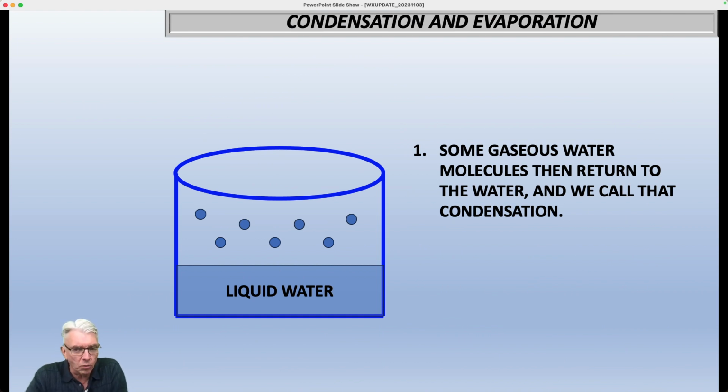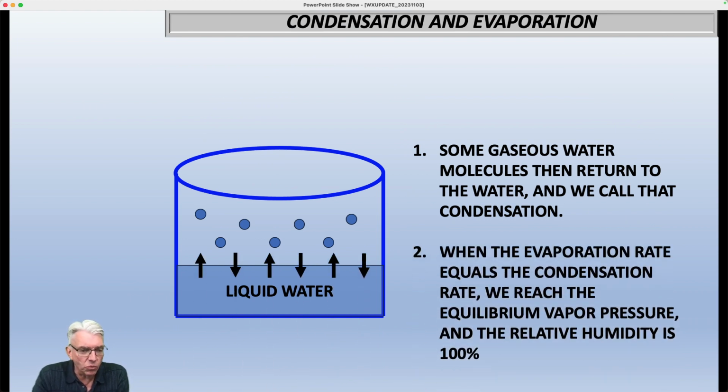Some of these gaseous water molecules then return to the water. In other words, they initially change from water to a gas, and then they go back from the gas to the water. When that happens, we call it condensation, okay? Now, when the evaporation rate equals the condensation rate, we reach what is called the equilibrium vapor pressure, and the relative humidity is 100%. So there are as many molecules escaping the liquid state and going into the vapor state as there are going from the vapor state into the liquid state, okay? And when those two rates balance, then the relative humidity is 100% and the air is saturated.